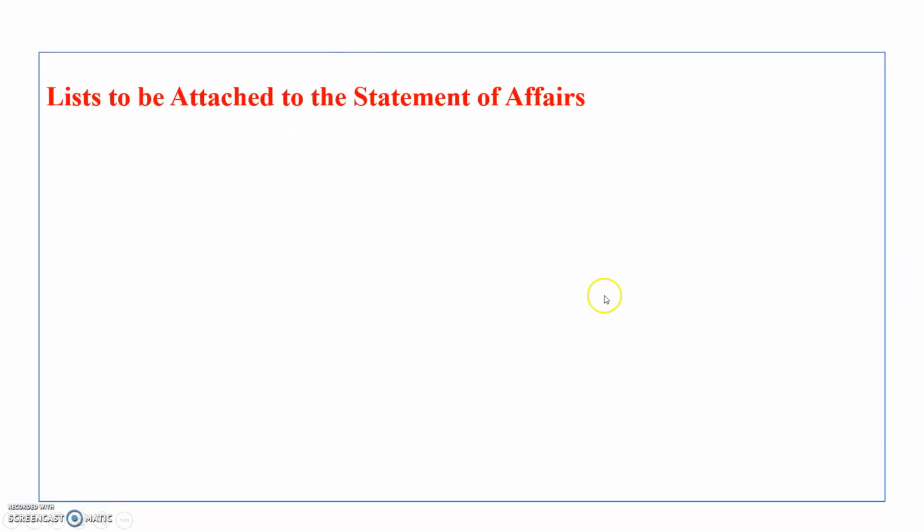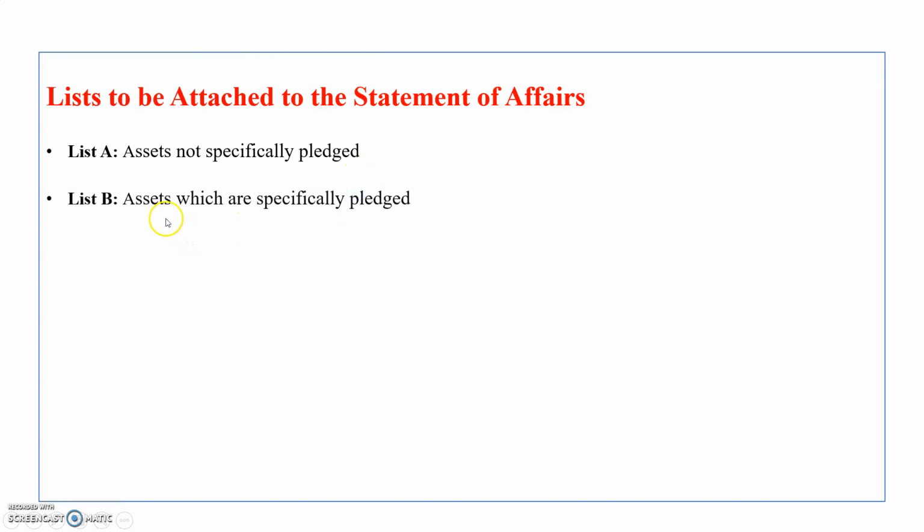Next, we are going to discuss the lists to be attached to the statement of affairs, or the contents of the statement of affairs. All the items included in the statement of affairs are classified as lists, list A to list H. List A includes all the assets not specifically pledged. Then list B, all the assets which are specifically pledged. We took a loan against these assets by providing them as security. Such assets should be included in list B.